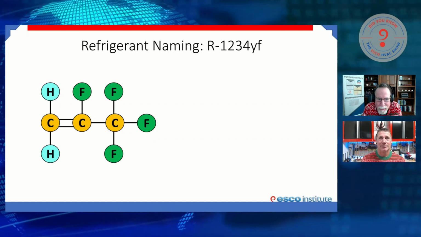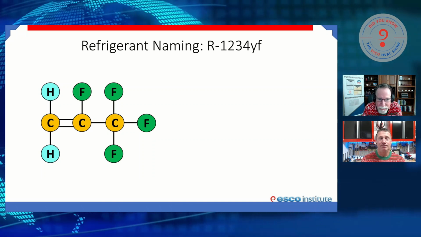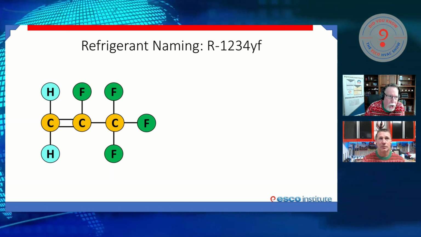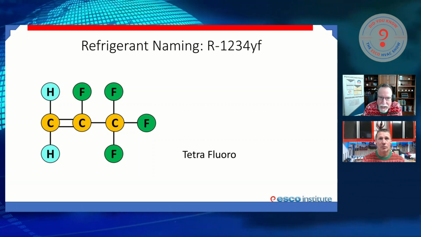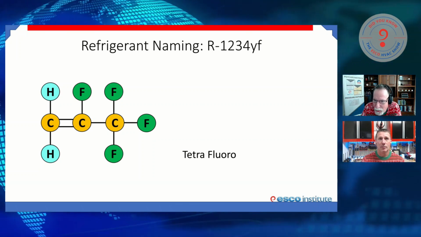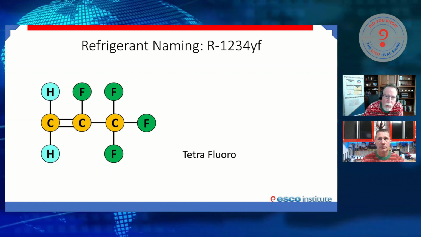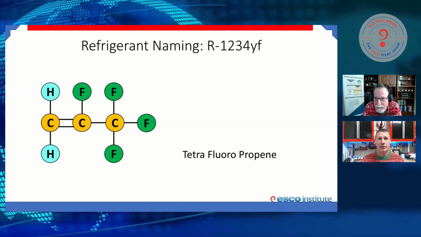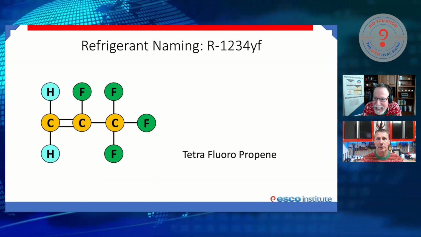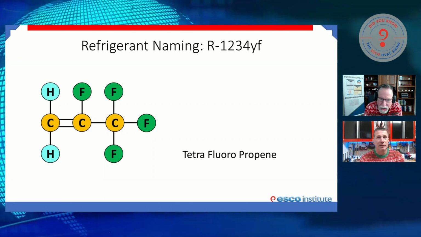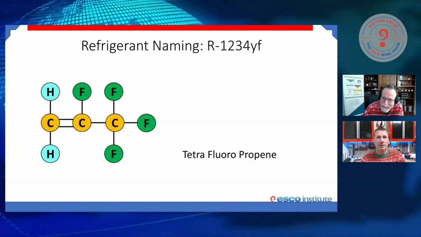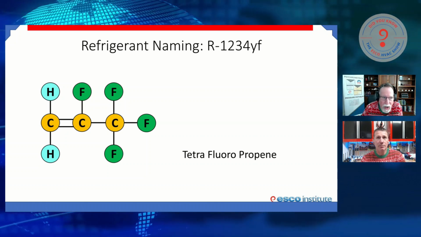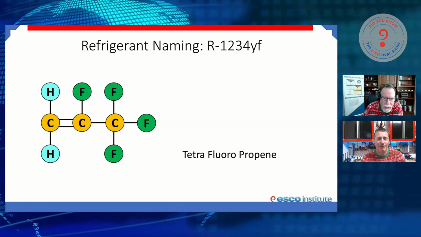So here, R1234YF has 4 fluorine atoms, no chlorine. So there's no chlorine, we don't talk about it. Again, tetrafluoro, 4 fluorines. And the base molecule for 1234YF is propene. So the chemical name for 1234YF is tetrafluoropropene. Yeah, because it's a propene. See that double bond? It's an alkene. So the chemical name, read it backwards, it's a propene molecule where we replaced 4 hydrogens with fluorine.